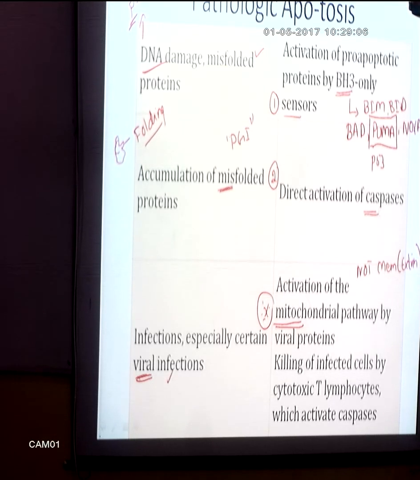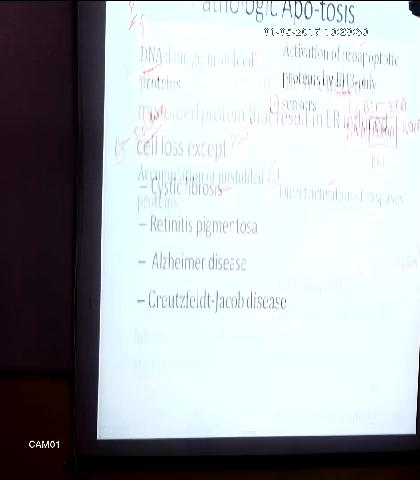There are three changes. One is when there is DNA damage, the pro-apoptotic BH3-only proteins will be activated. In misfolded proteins, there are two types: BH3-only protein activation or direct activation of caspases. In viral infection, it's going to be mitochondrial pathway activation. We'll go to the next step.